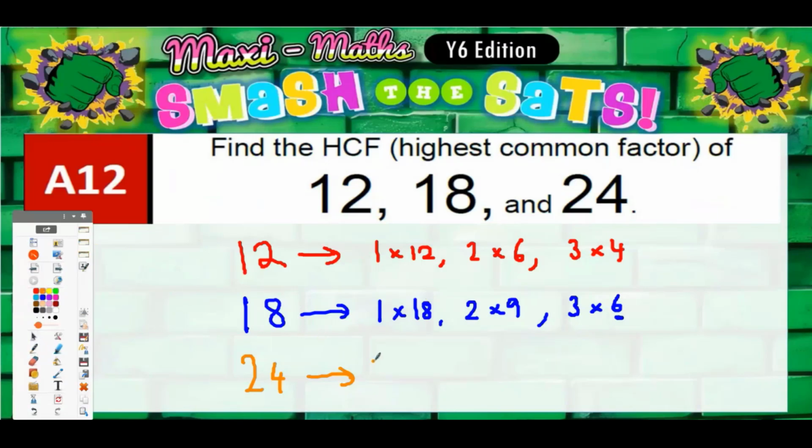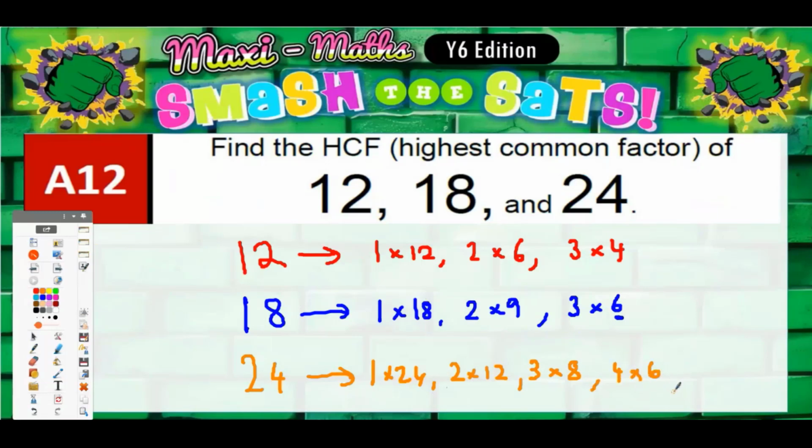Start with 1. Does that work? Yeah. 1 times 24. Then move on to 2. Does that work? Yes. 2 times 12. Then move on to 3. Does that work? Yes. That's 3 times 8. Now you'll notice the gap between the factors is getting smaller because we're doing it in order. Does 4 work? Yeah. 4 times 6.